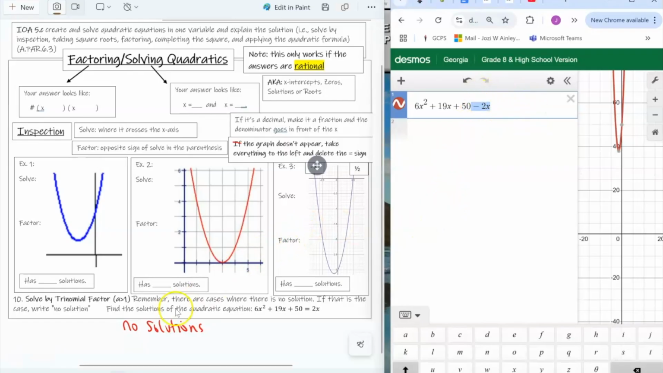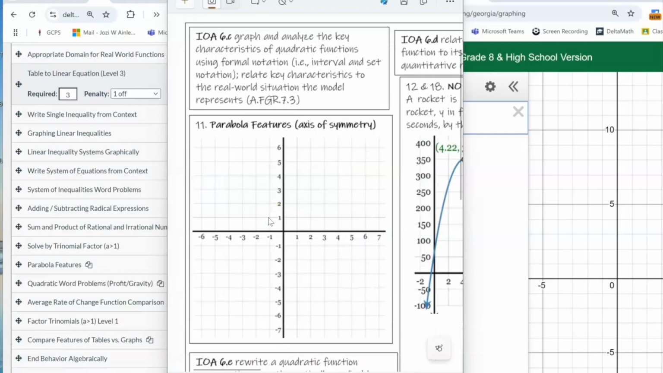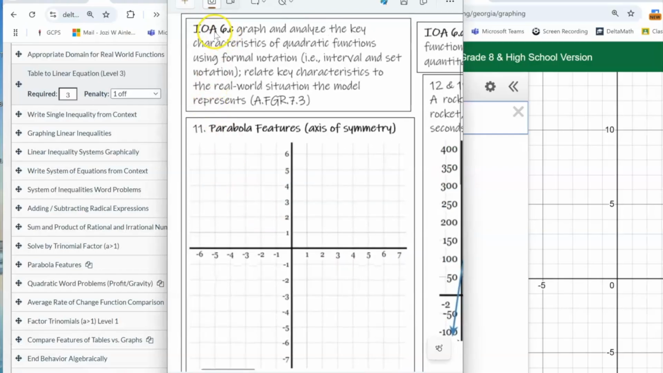Let's practice. All right, so we're going to take a look at IOA, AKS 6C. That's the graphing to analyze key characteristics of quadratic functions using formal notation, i.e. interval and set notation. Relate key characteristics to the real-world situation the model represents. We're going to focus specifically on axis of symmetry, or AOS. That's the one we're going to look at.